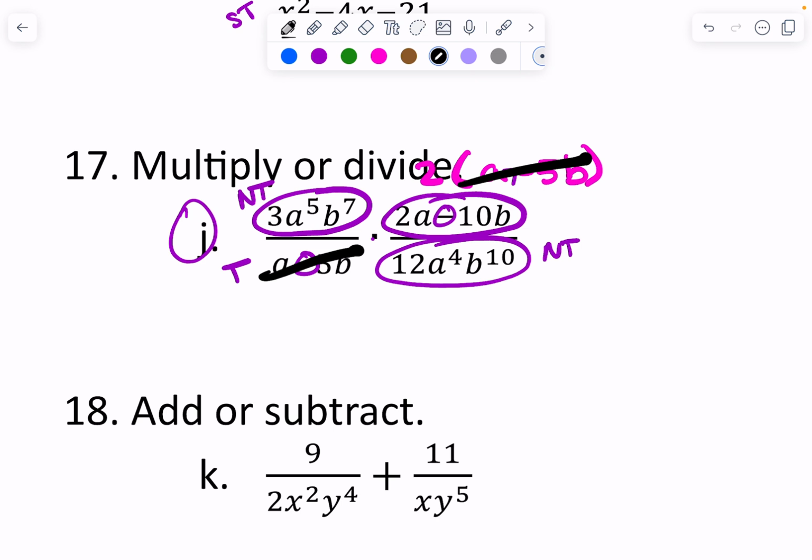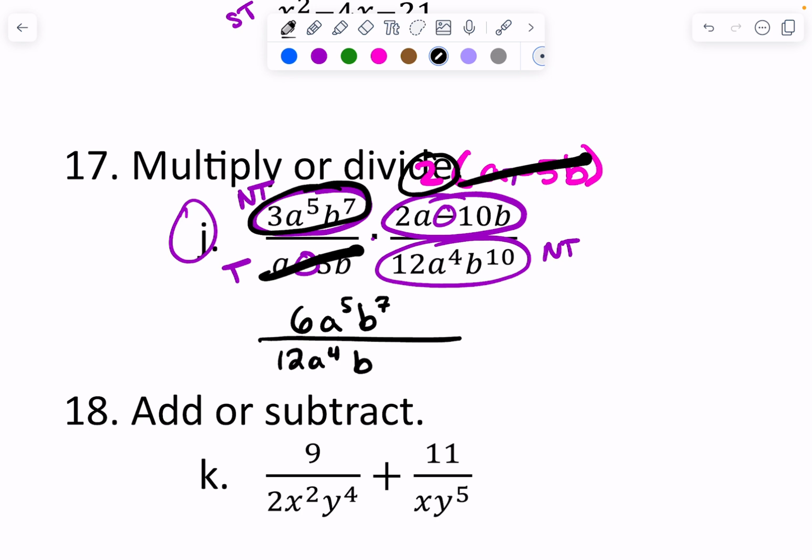Okay. So let's do this. I'm going to cancel this 3 and this 12. Actually, you know what? I'm not going to do that. I'm just going to clean everything up because I have kind of a mess already. So let's just do this. If I take this and multiply by the only thing I have left over on the top, which is 2, this will be 6a to the 5th, b to the 7th. I'm just putting it all under one roof, right? And then I have 12a to the 4th, b to the 10th on the bottom. And now I can see it a little bit clearer.